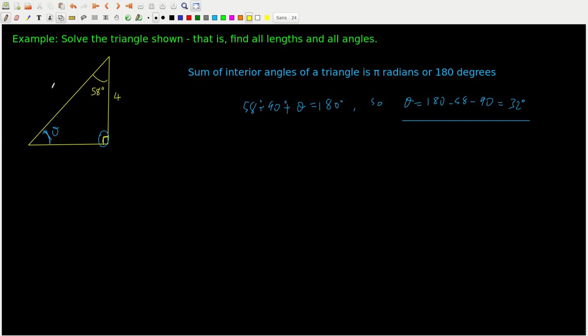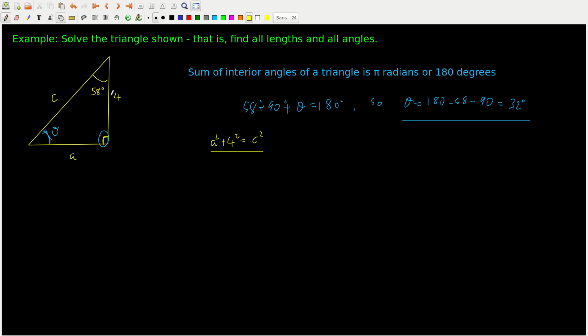Let's call this, well, this is the hypotenuse. Let's call this one C, and maybe this A. And we know several things. We know that A squared plus 4 squared is equal to C squared. We've always got the Pythagorean identity. And we have some trig identities. Now, we don't know either A or C, so the Pythagorean identity isn't enough right now.